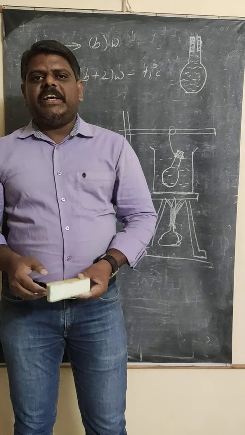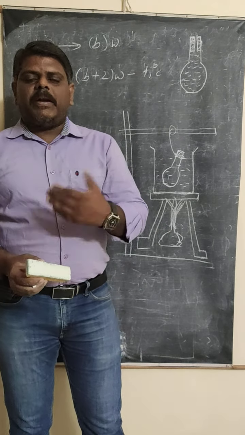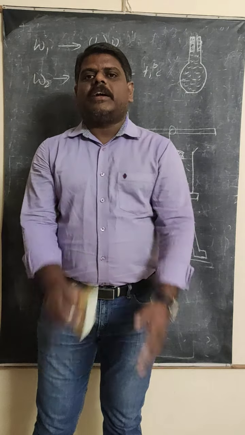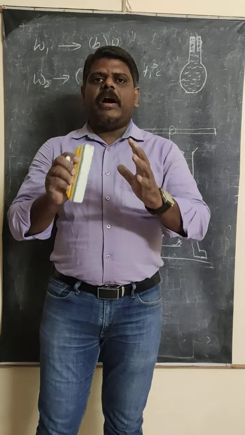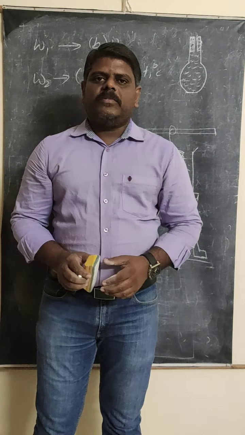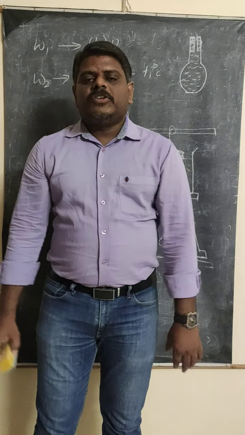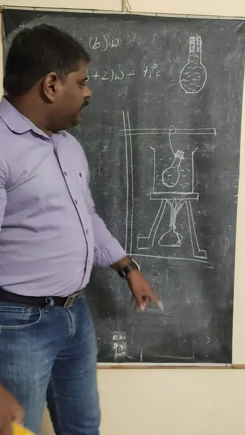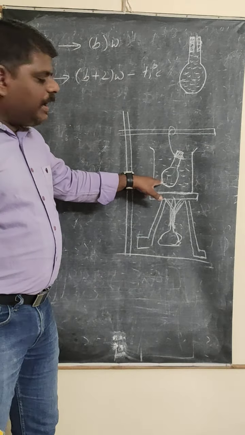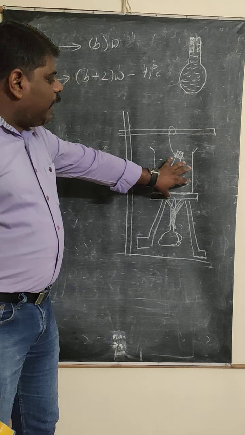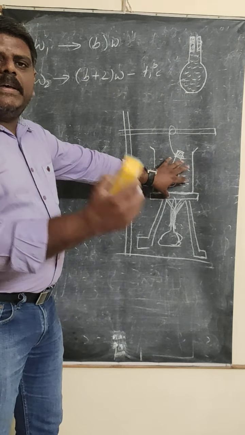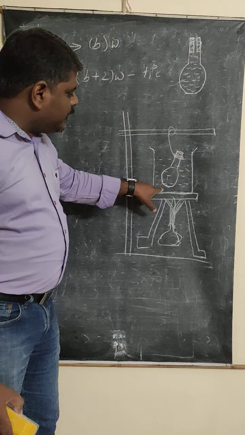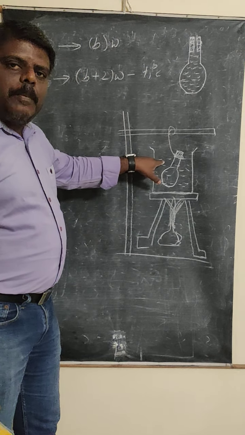So there will be a temperature variation. Due to that reason, whatever readings we take, we are going to get wrong readings. That's why we have to heat the liquid evenly. We get even heating when the water bath is there, because when you heat the water, the water will have the same temperature at all places. That means whatever temperature is at the bottom, the same temperature will be at the top also.